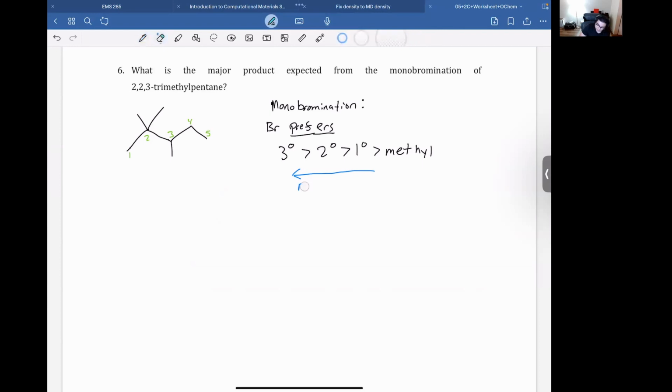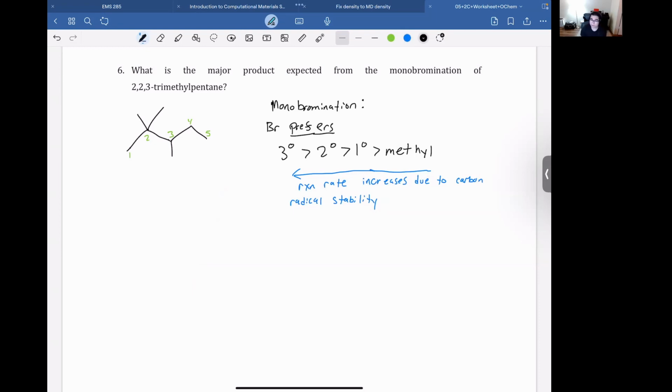Let's just say the reaction stability increases. That's not the correct way to say it. You could say reaction rate increases due to carbon radical stability. So a tertiary carbon radical is more stable than a secondary carbon radical, which is more stable than a primary carbon radical.